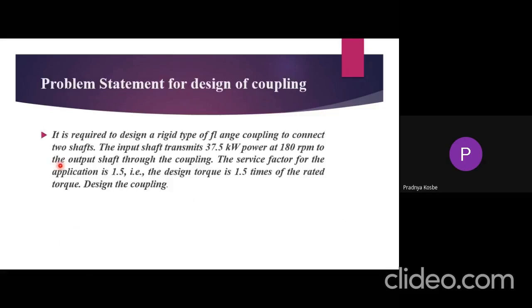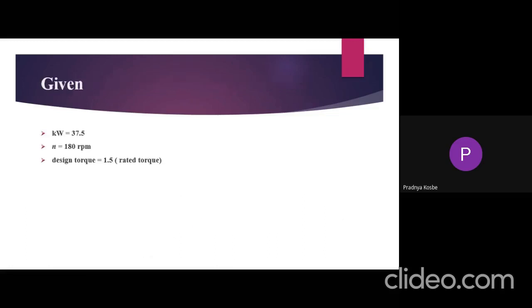From the problem statement, only three things are known to us: the input is of 37.5 kilowatt power, its speed is 180 rpm, and the service factor for the application is 1.5. With these three given things, we have to design the flange coupling.